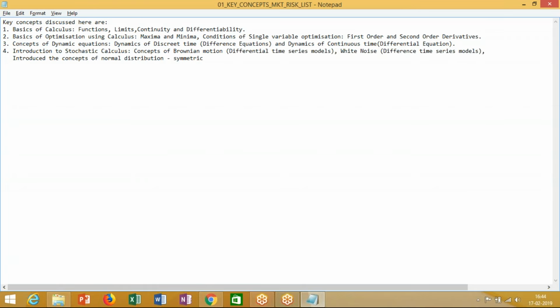Now, in order to understand stochasticity from a more applied perspective, from the point of view of examples, we looked into examples of stochasticity, and that is where we tried understanding examples of stochasticity in financial time series.